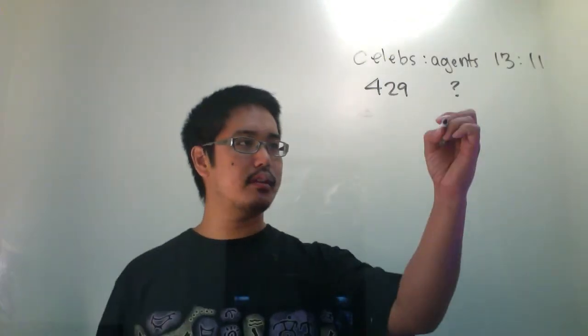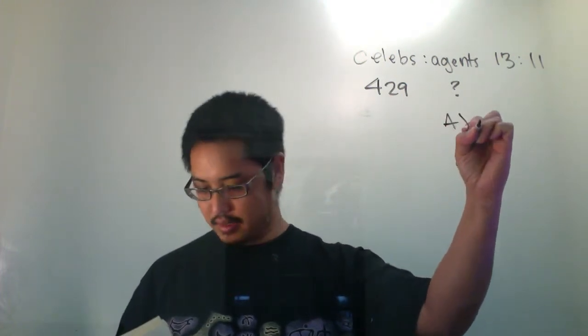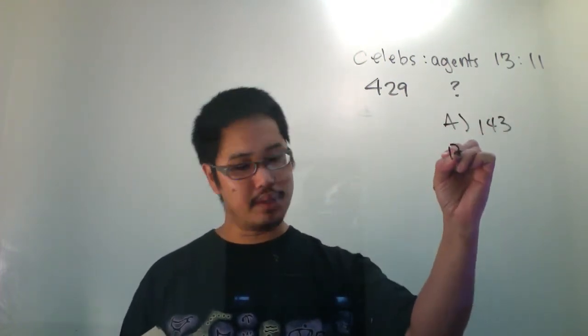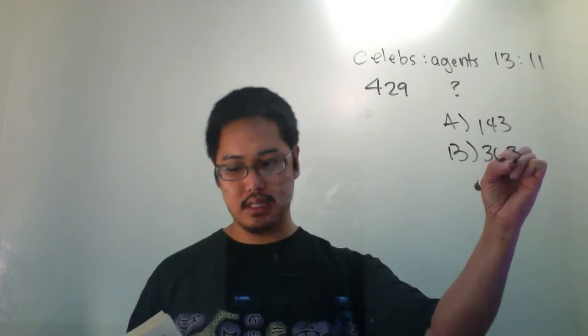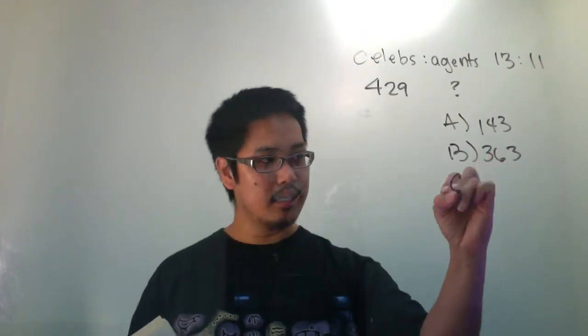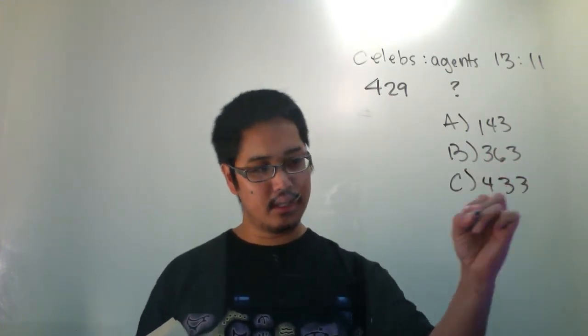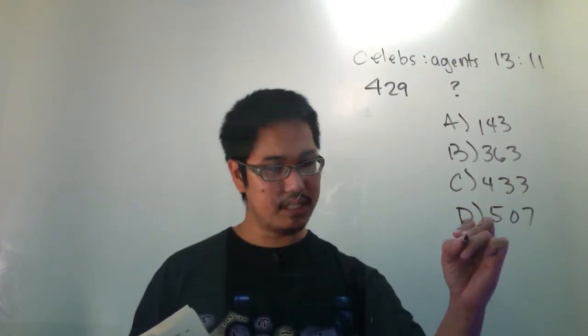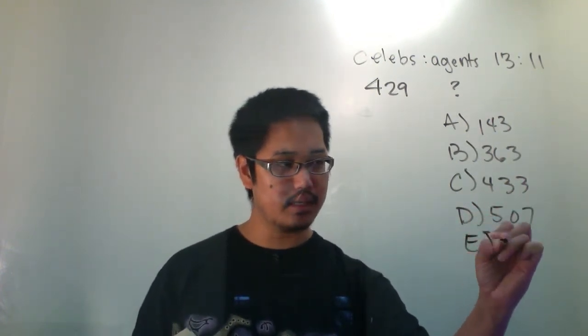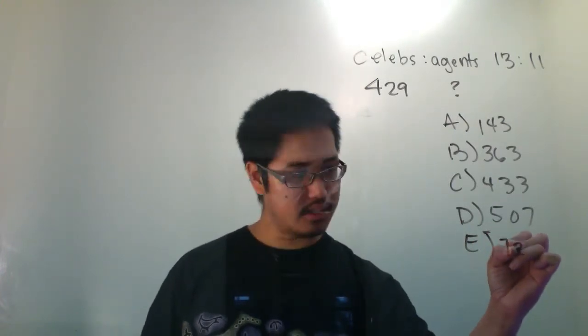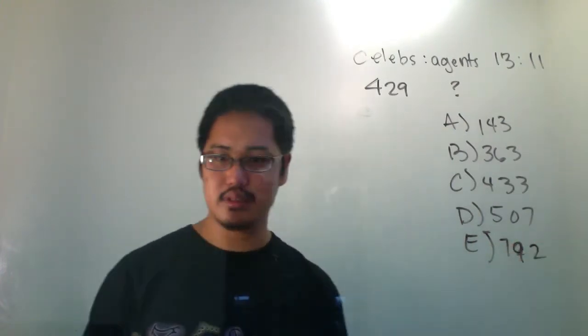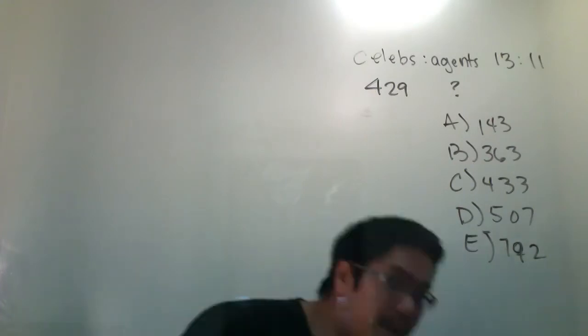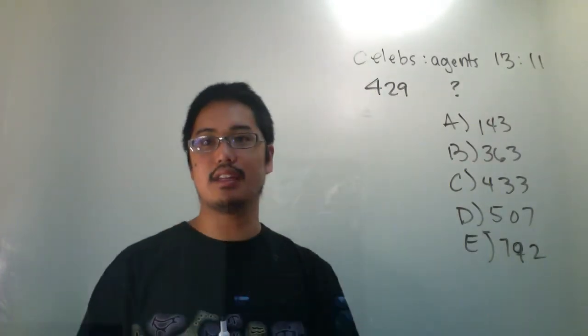Now, I forgot to write down the options. So option A is 143. Option B is 363. Option C is 433. Option D is 507. And option E is 792, sorry. You'll find that that doesn't actually matter because here's the thing.